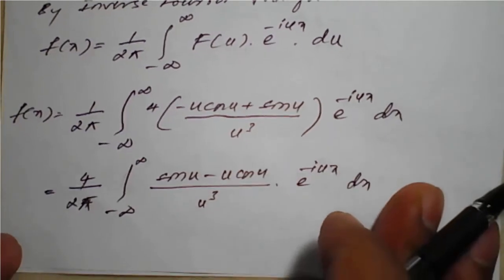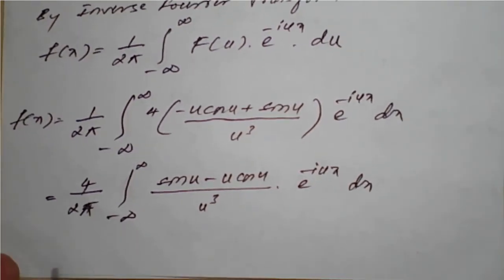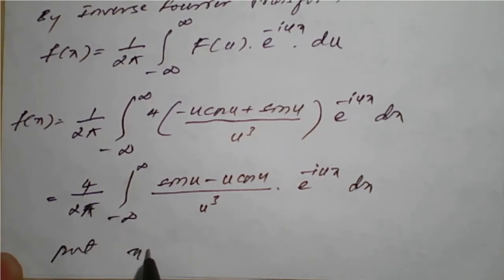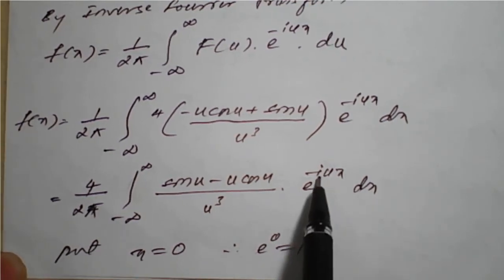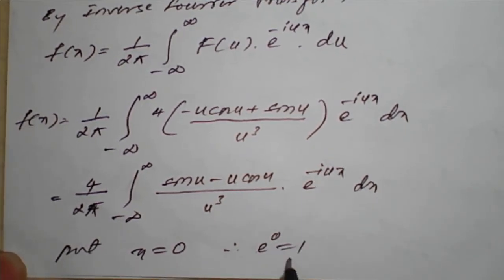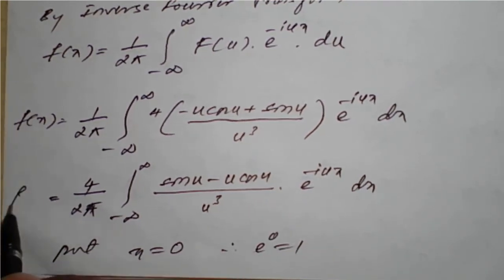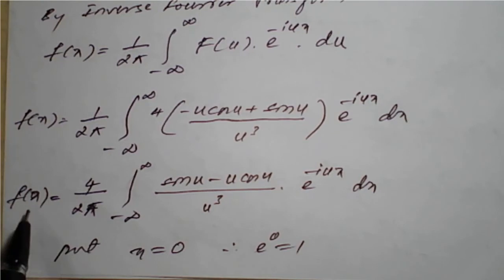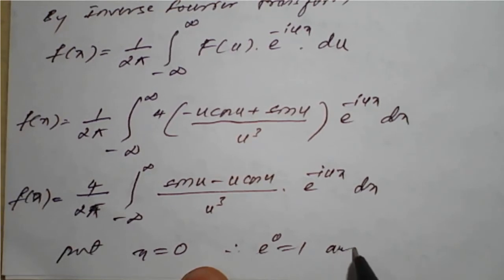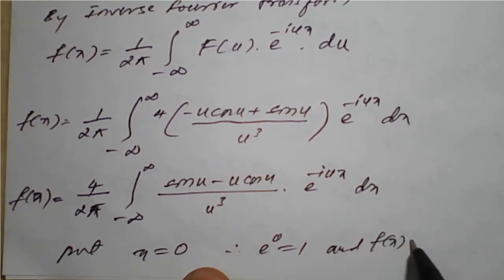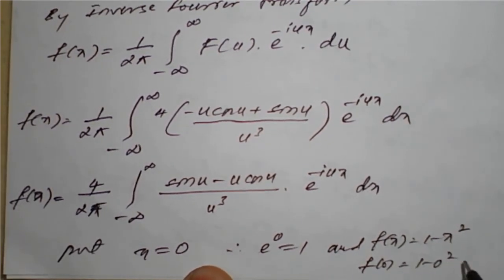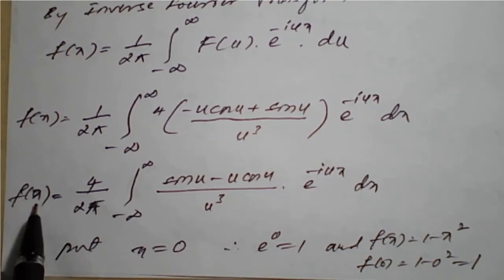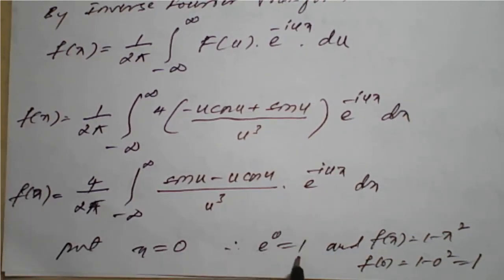To remove that one, what we'll do here is put x is equal to 0. So therefore e raised to i u into 0 will become e raised to 0, and e raised to 0 is 1. On the left hand side we have f of x, so f of 0. We know that our f of x is nothing but 1 minus x square. If you put x is equal to 0, it will become 1 minus 0 square, which is 1. So f of 0 will become 1, and e raised to 0 will become 1.